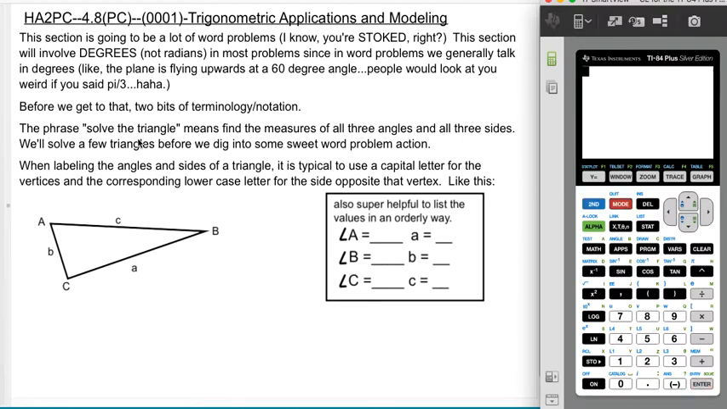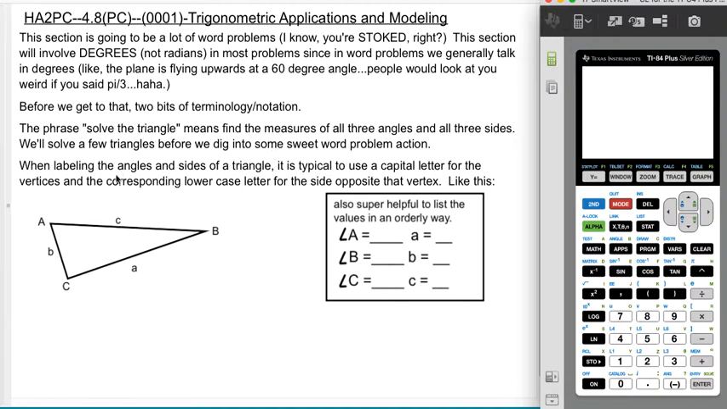All right, so let's do two bits of terminology really quickly and notation. The phrase solve the triangle means find all the measures of the angles and the three sides. Now all of our triangles here are right triangles, so we know one of the angle measures automatically. We'll solve a few triangles just before we get into this word problem action.